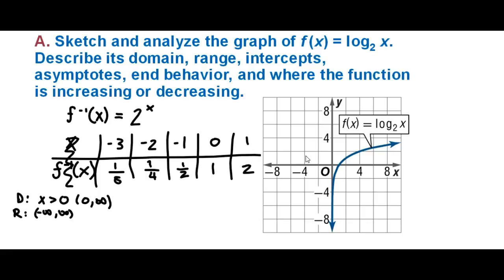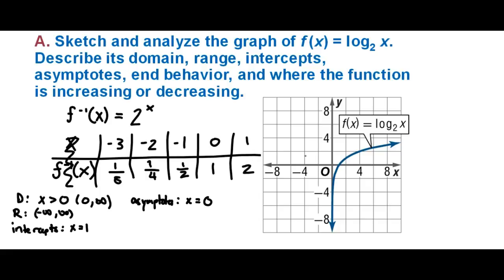For my intercepts, the only time I see it cross an axis is the x-axis, where we found x equals 1. And asymptotes, like I said, we appear to have an asymptote where x is equal to 0.